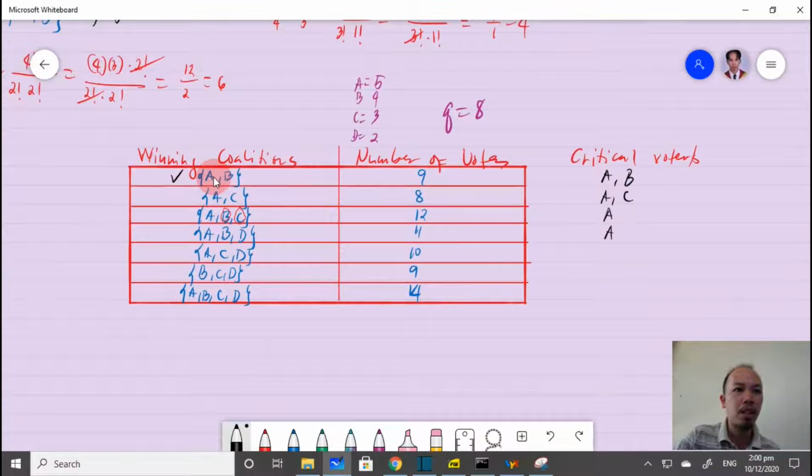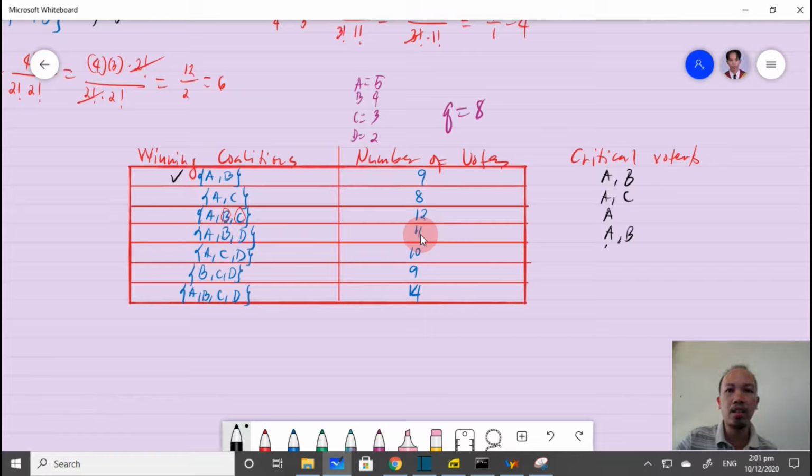B is 4. 11 minus 4 is 7. So therefore, this is critical. D is 2. 11 minus 2 is 9. So therefore, D is not a critical voter. It's not a critical.